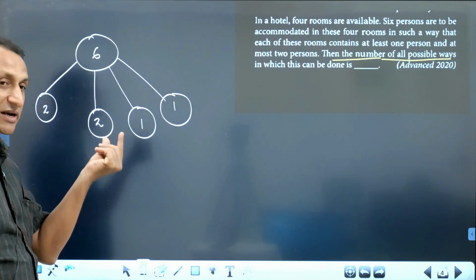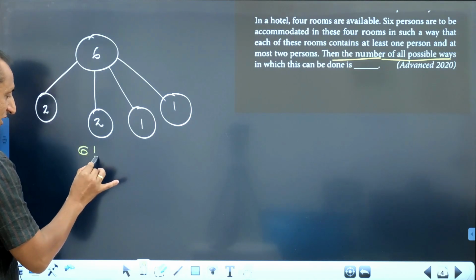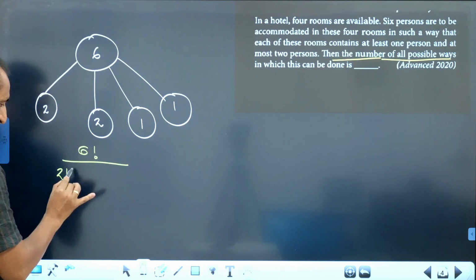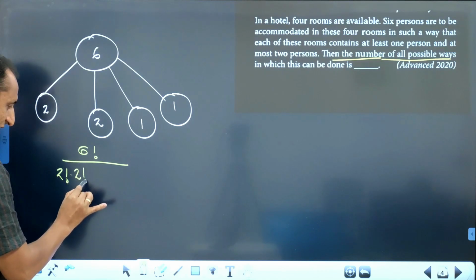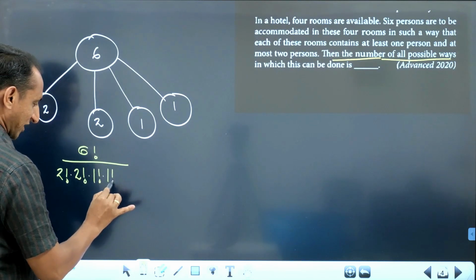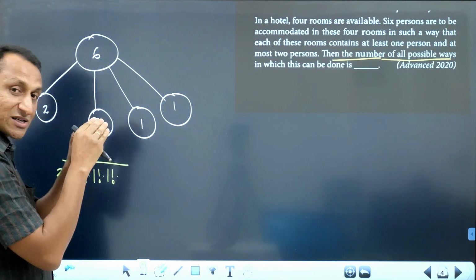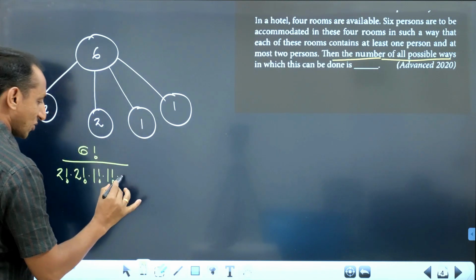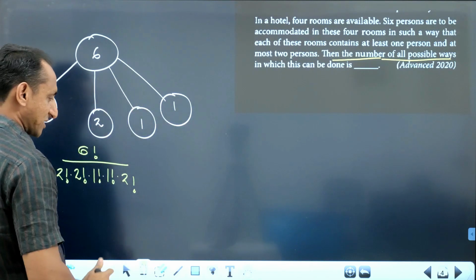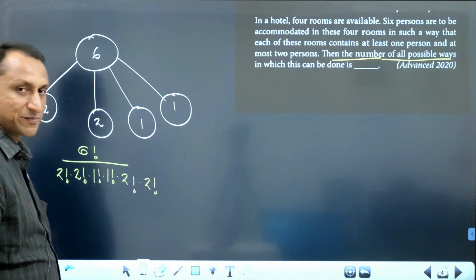This can be arranged in how many ways? 6 factorial divided by 2 factorial into 2 factorial into 1 factorial into 1 factorial, into 2 factorial because these 2 groups are similar, and also into 2 factorial because these 2 groups are similar. Do you know this formula?